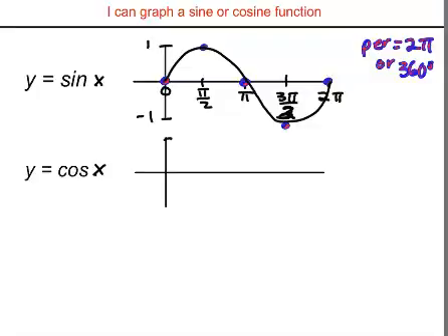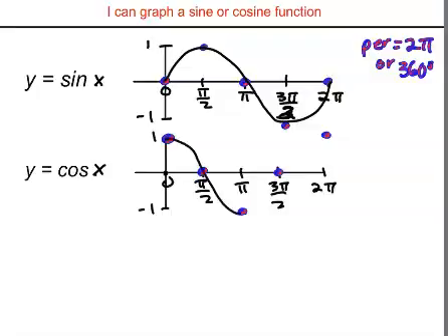Now cosine also goes up to 1, down to negative 1. We will do this in terms of pi radians as well. 3 pi over 2. But this time with the cosine graph, it starts at the top, it ends at the top, and it bottoms out in the middle. It crosses the x-axis at pi over 2, which is the same as 90 degrees, and 3 pi over 2, which is the same as 270. But then this is what that graph looks like.